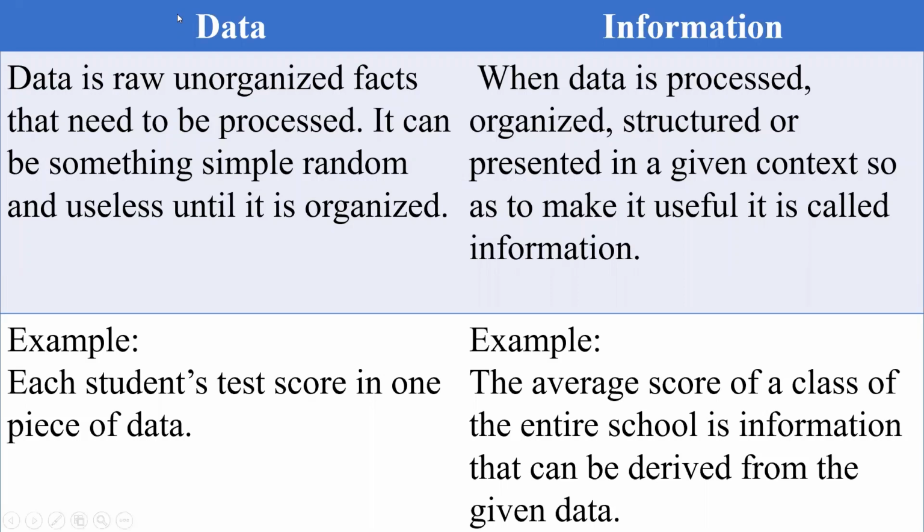Data and information. Data is raw, unorganized facts that need to be processed. It can be something simple, random, and useless until it is organized. An example of data is each student's test score, which is one piece of data. While information is when data is processed, organized, structured, or presented in a given context so as to make it useful. An example of information is the average score of a class or of the entire school, which can be derived from the given data.